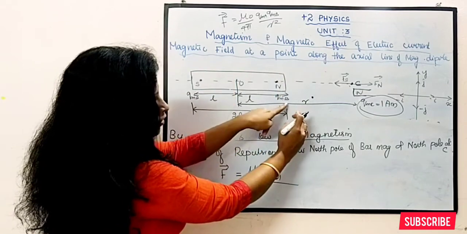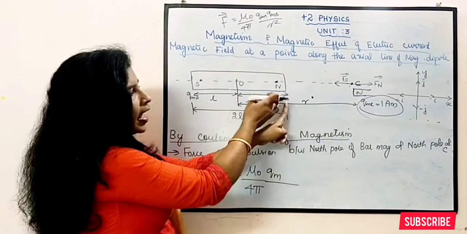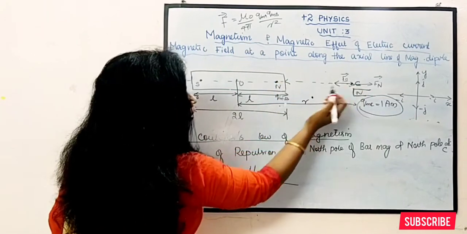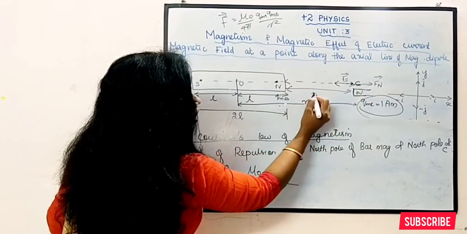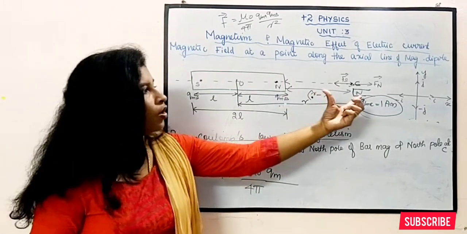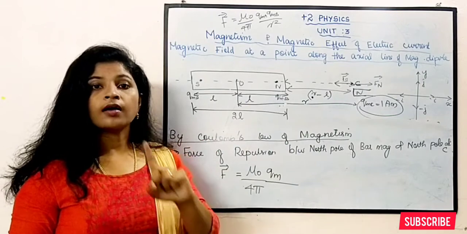எனக்கு இதில இருந்து இது வரைக்கும் தான் வேணும். Total length it is R. I have to subtract this L. So what is the distance from this point to this point? Yes, this is R minus L. Clear? So the distance between this north pole and this north pole is R minus L.